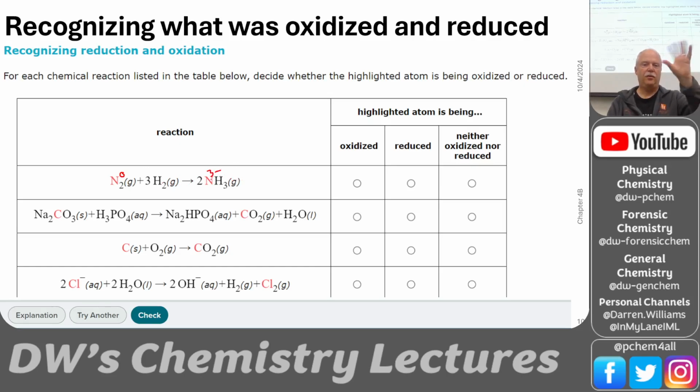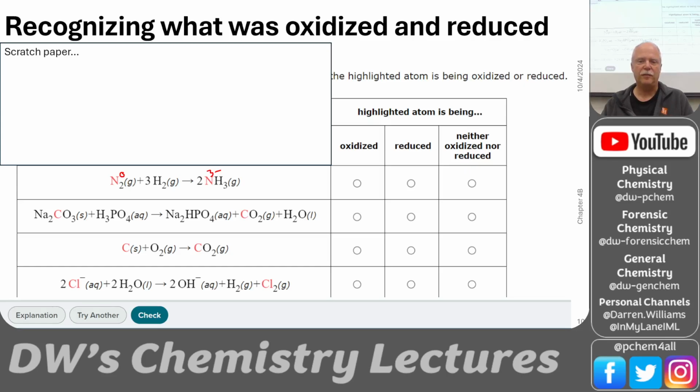Okay, so there were some electrons that changed place. So this atom was reduced. It went from 0 to -3, and reduction is gain. Remember OIL RIG, reduction is gain. So it went from 0, and now it's negative. So it got more electrons. So it gained electrons.